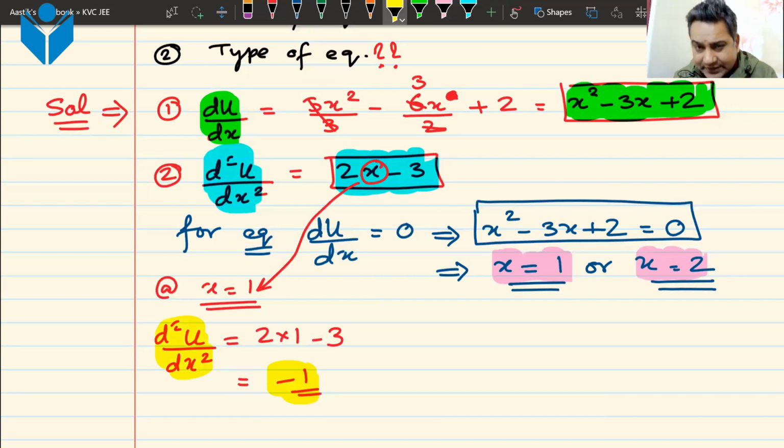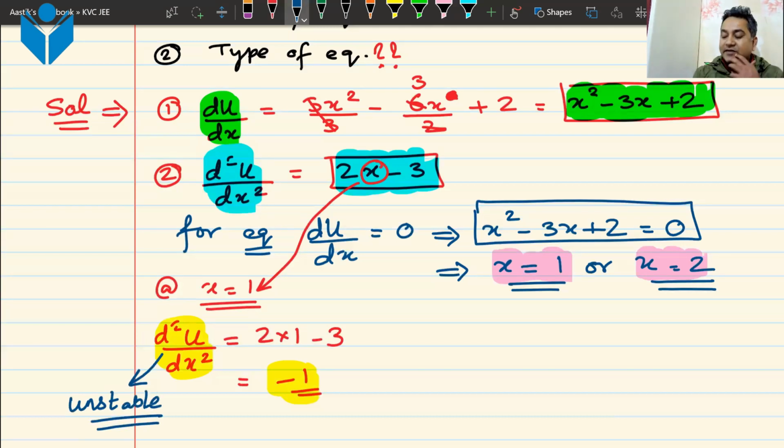Now this derivative is negative. That means this is the condition of maxima and this is the condition of unstable equilibrium. Do we understand this? This equilibrium at x is equal to 1 is unstable, because the second derivative is negative. Did we get this? Can I have some raised hand that we get this? Yes, sir. That means at x is equal to 1, the yellow one, it is an unstable equilibrium.